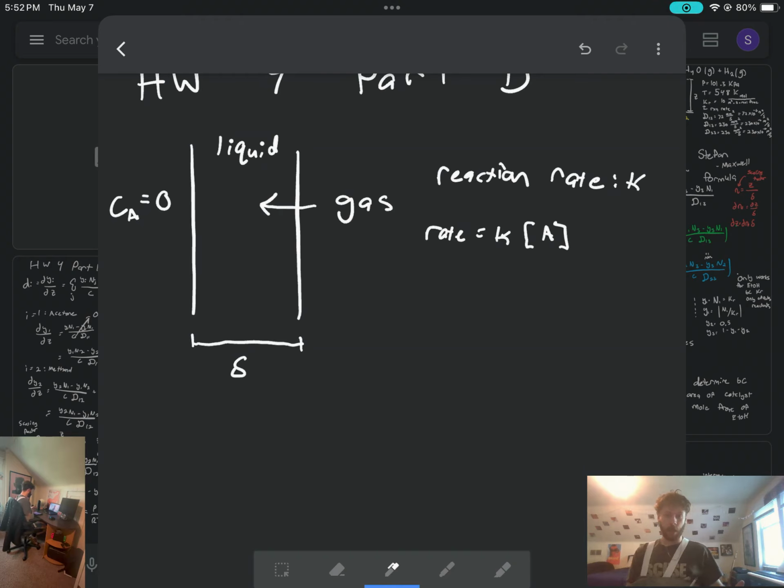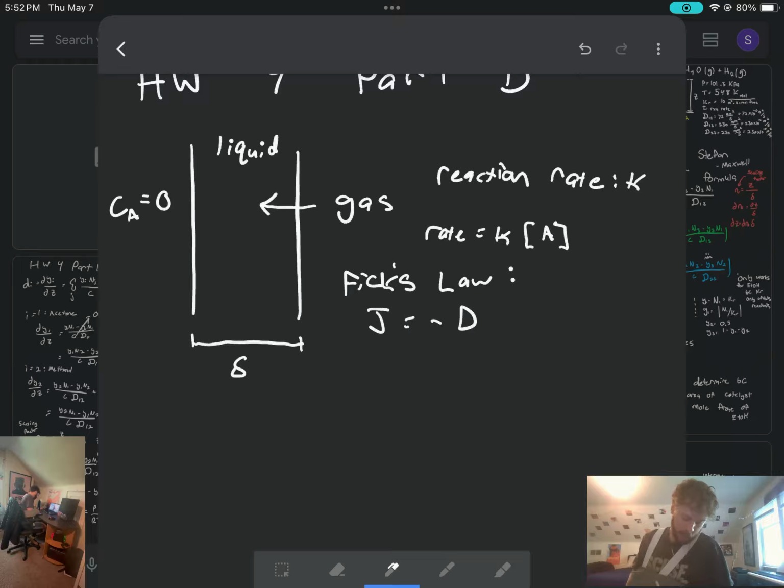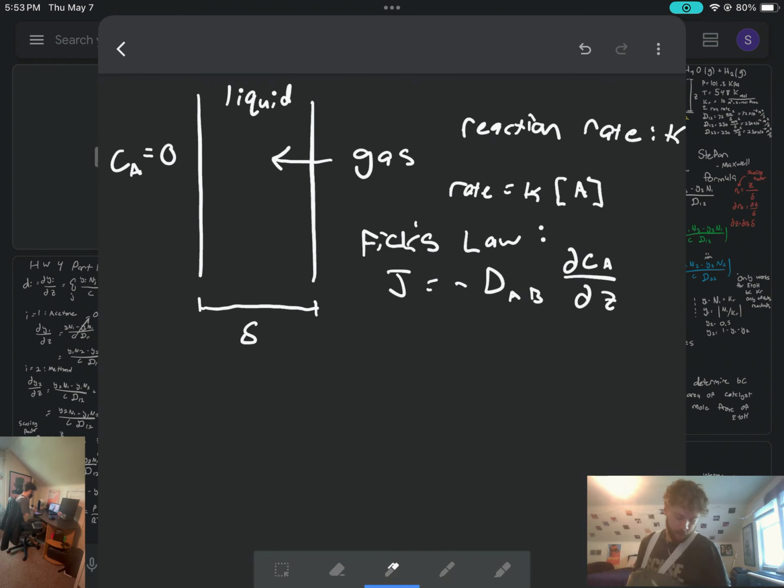So since we're looking at our absorption flux here, we can use Fick's law, which says that our flux J is equal to the negative diffusion coefficient of, say, our gas A throughout our liquid B times our concentration flux, which is just looking at how our concentration changes as we move along the length.